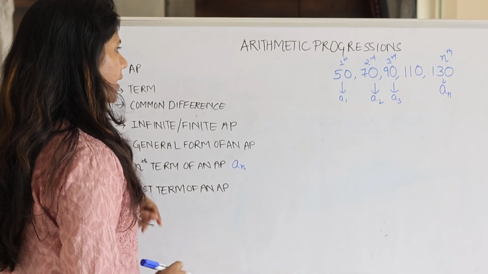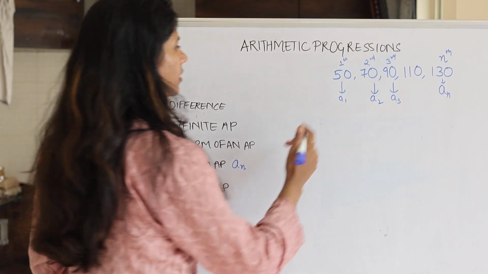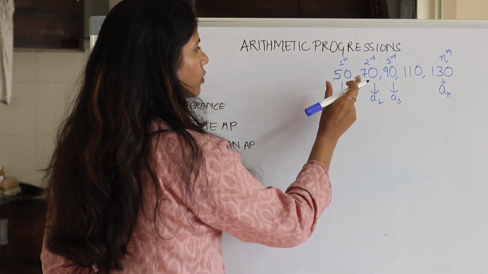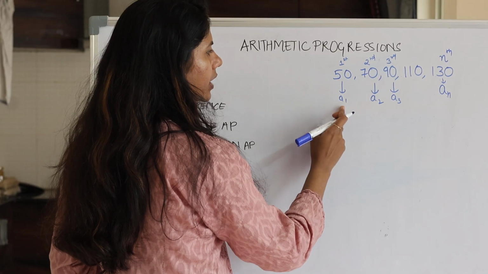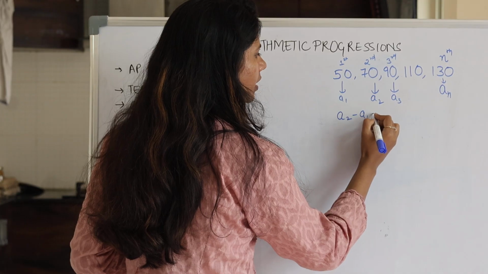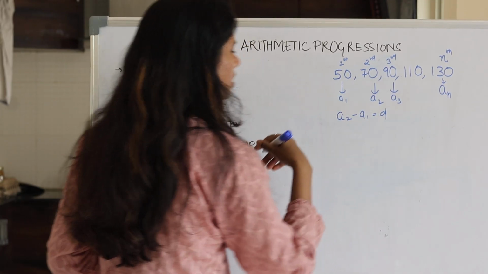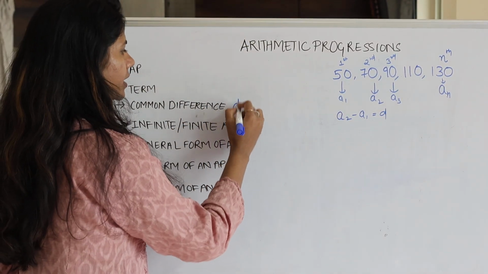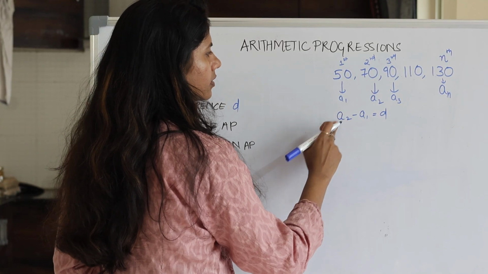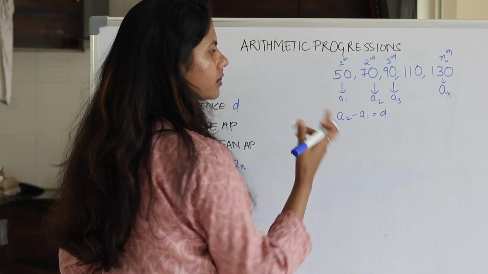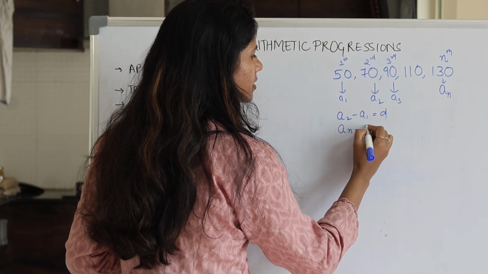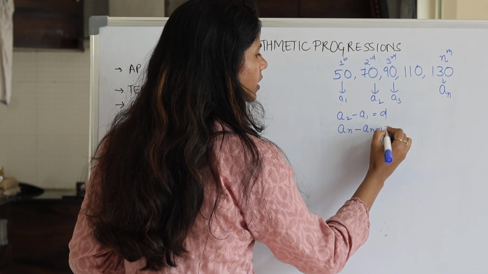Now let's find the general form of the common difference. If I want to know the common difference, I subtract A1 from A2. A2 minus A1 equals D. The common difference is denoted by D. So D equals A2 minus A1. If this is the nth term of an AP, then we can say AN minus AN minus 1 equals D.